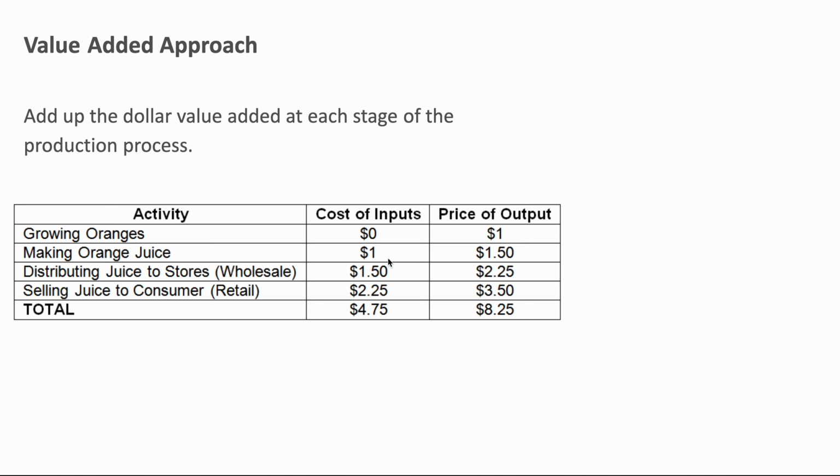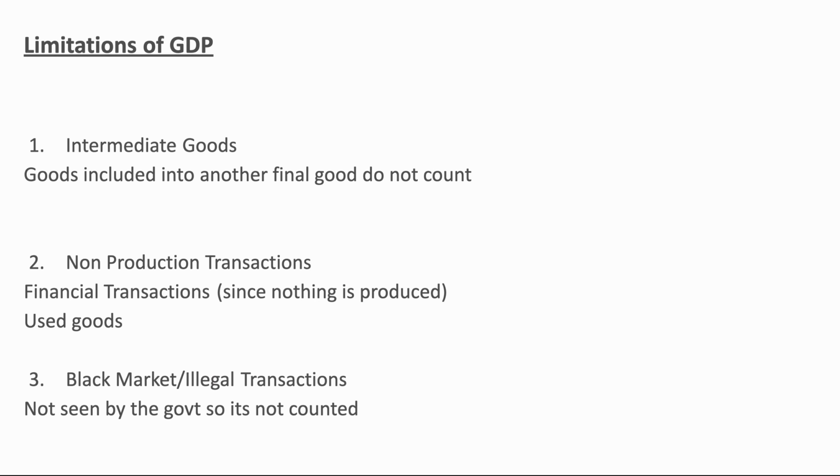If we're distributing it to stores, that's 75 cents. And then you're selling the juice to consumers, $3.50. So in total, if we're adding up all the dollar value of each stage, it's equal to $8.25. That's the total. That's how we do the value-added approach. And you do that for all the products in a country, and then boom, you get the GDP.